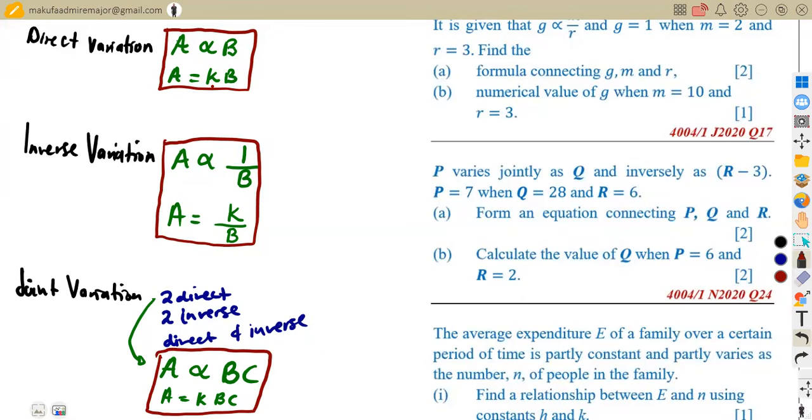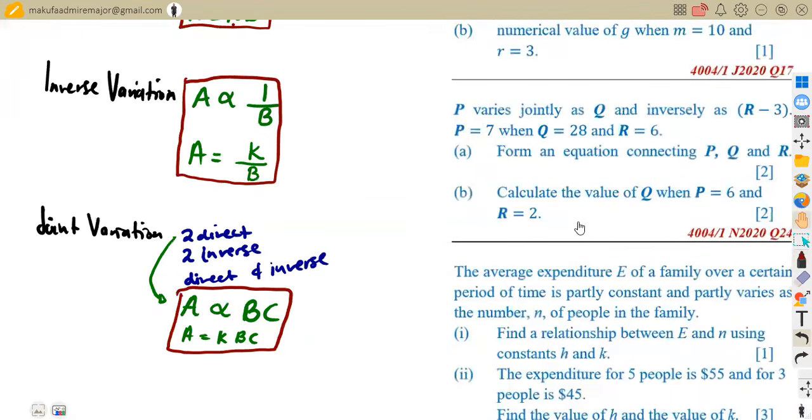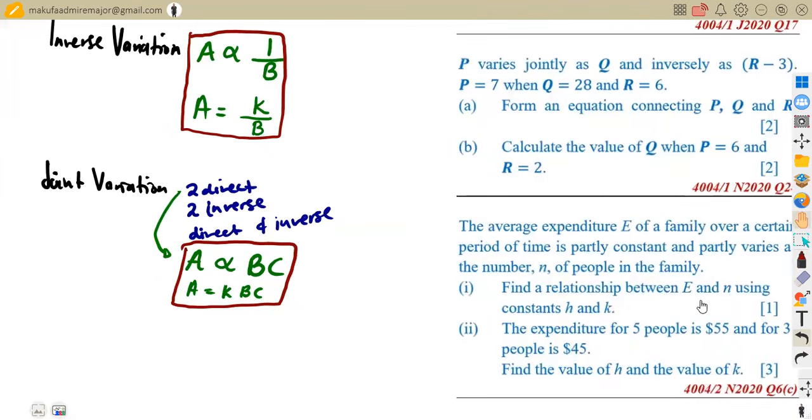All right. So here it's a combination of two direct variations in this case. But like I said, we can also have a combination of two inverse variations under joint variation. Like this part, remember, this is our inverse. A varies inversely as B. So we are going to have A varying inversely as B and C at the same time. So it's a joint variation.